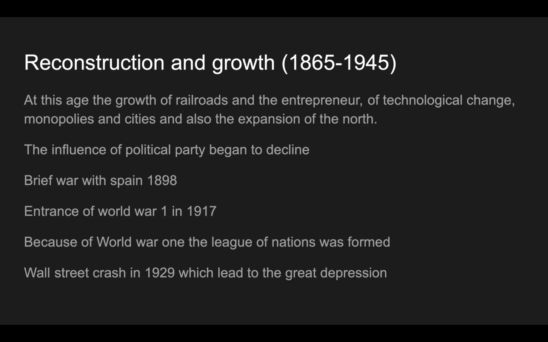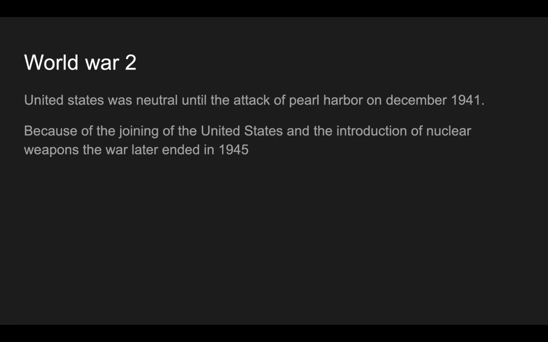We actually entered World War I in 1917, and because of this war, the League of Nations was formed. But also because of this war came the Great Depression, because of the Wall Street crash in 1929. A little history about World War II: the United States actually didn't plan on joining until Japan attacked us, or well, not us, but Pearl Harbor, in December 1941. Because of the United States joining, this is where nuclear weapons were introduced, and they actually ended the war in 4 years.